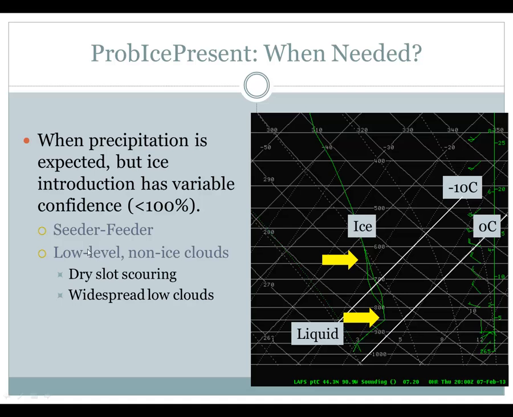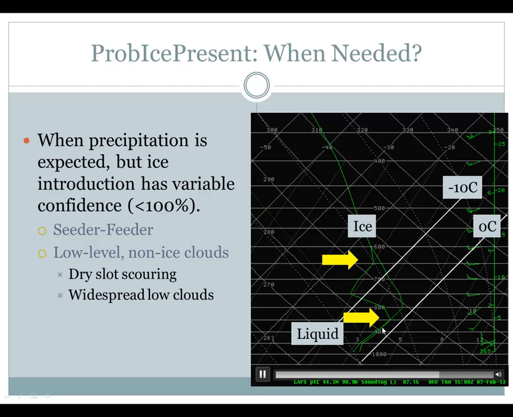Two scenarios there would be the Cedar Feeder mechanism. In this case, you see early on in this scenario here with the sounding on the right-hand side, you see a supercooled liquid layer down below and ice up above. So this ice is not involved in the precipitation process.